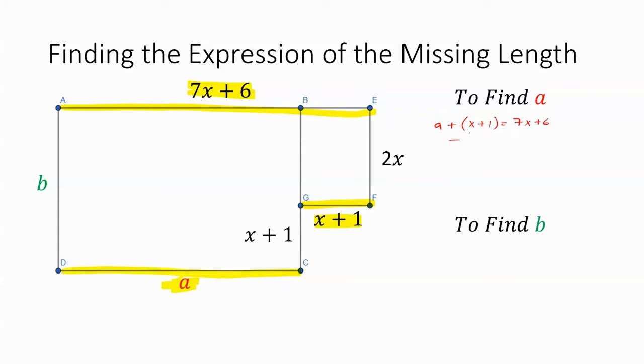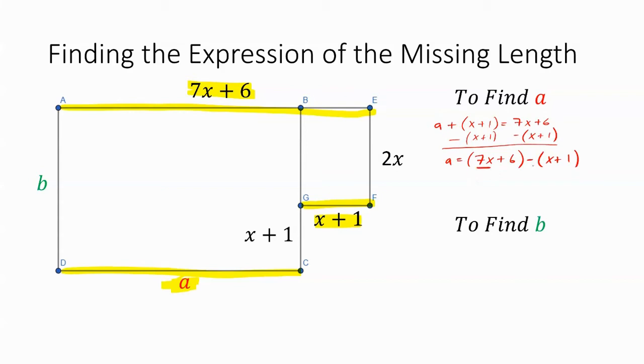So let's subtract the x plus 1 real quick from the 7x plus 6. So really what's going to happen here is A is going to equal 7x plus 6 minus the x plus 1. So notice right there, our problem really is just a subtraction problem. We're just trying to find the missing piece, which is A. So we can combine like terms, right?